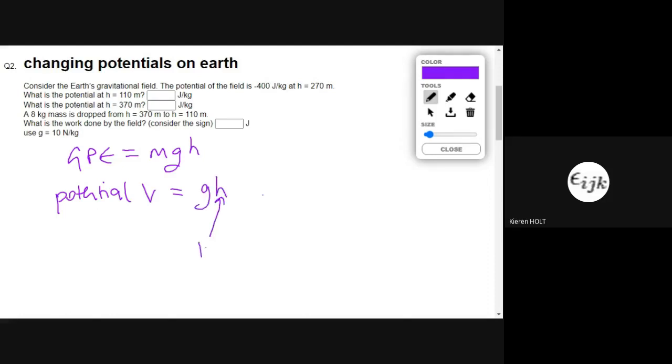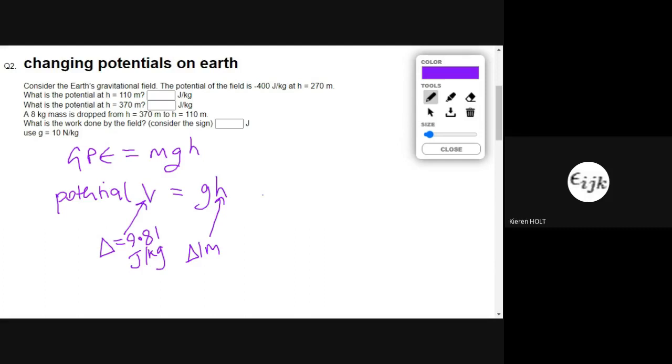And you can see here that for every 1 meter, if that's a change of 1 meter, then the change in the potential is going to be 9.81 joules per kilogram.